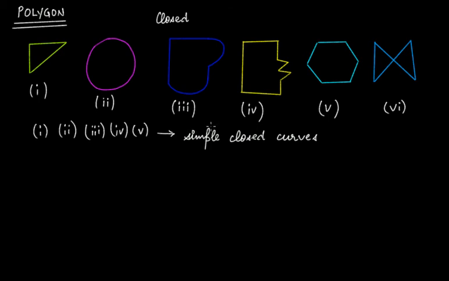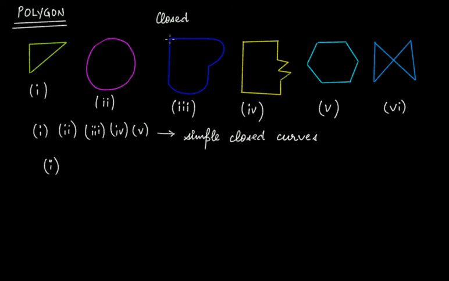Now of these first, second, third, fourth and fifth, can you figure out which of these figures are made up of only line segments? They don't have any curve. So the first one is only made up of line segments. Yes, it has 3 line segments. So first. Second, no, it has a curve, it's a circle.